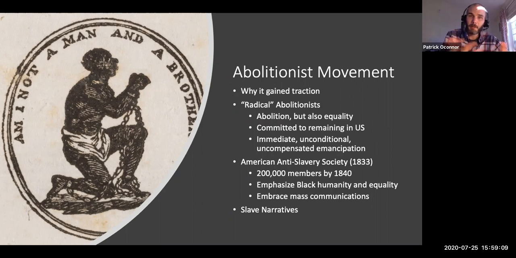Abolitionists were always a minority. This is a really important point to keep in mind. I think when we talk about the Civil War era in particular, we tend to think, oh, everybody in the North hated slavery and was an abolitionist, and everybody in the South loved slavery and was pro-slavery. And so they had to go to war with each other. But that wasn't really the case.